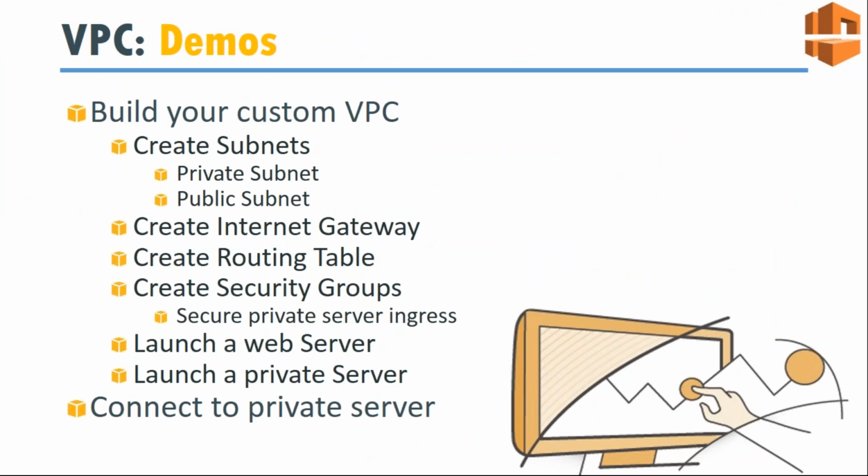Okay, this is what we are going to do now. We are going to build our own custom VPC right now as a demo, and I'm going to create a public subnet and a private subnet, and I'm going to create this entire flow right now slowly. I'm going to create a web server, and I'm going to try to connect to the web server. Let us go ahead and do that.